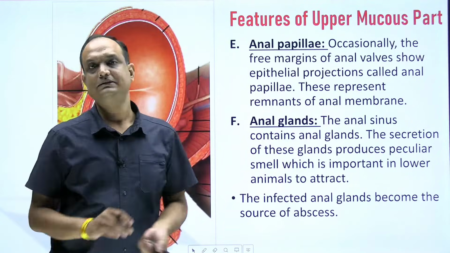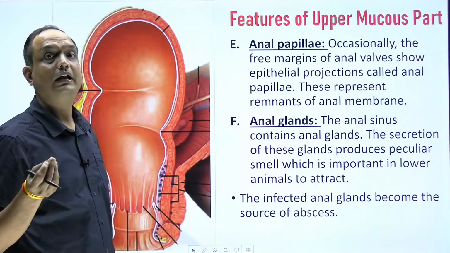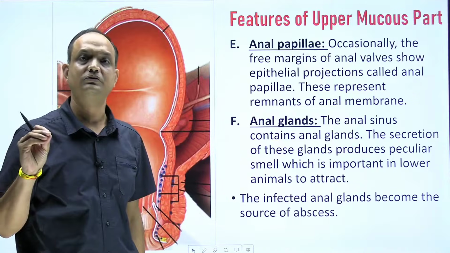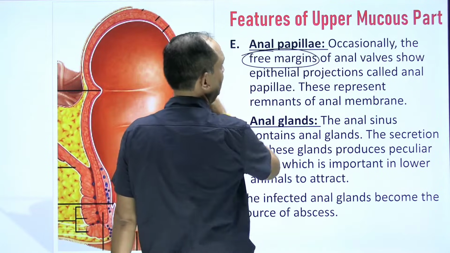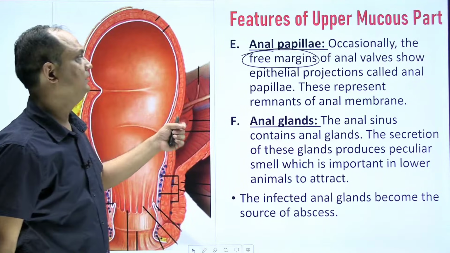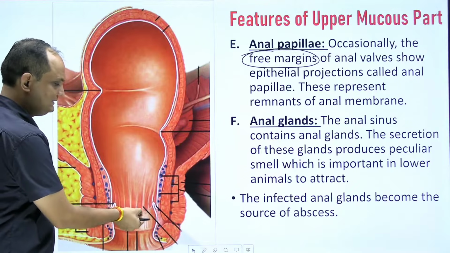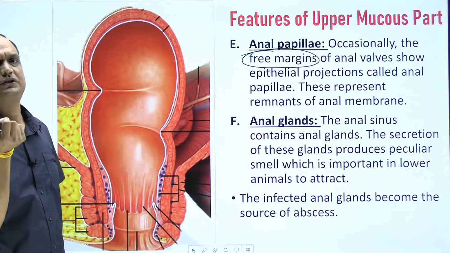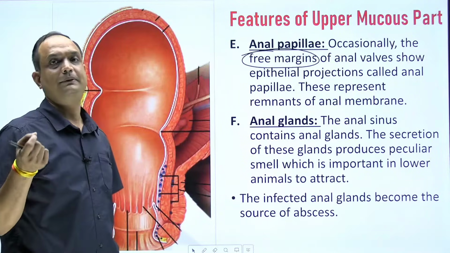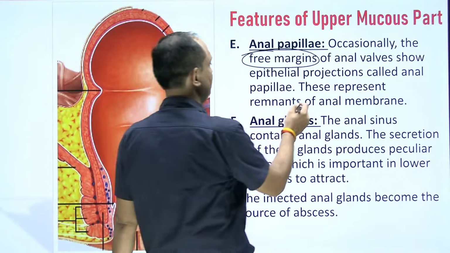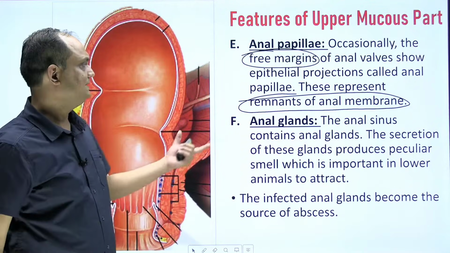Now, the next feature is the anal papilla. What is the anal papilla? It is an occasional finding, never a constant finding, and these papillae are free margins of the anal valve showing epithelial projections. So when you see the anal valve, sometimes you will find some small epithelial projections, which may or may not be present, and if present, they are just showing the remnants of the anal membrane. Clear? Now, the next is the anal glands.